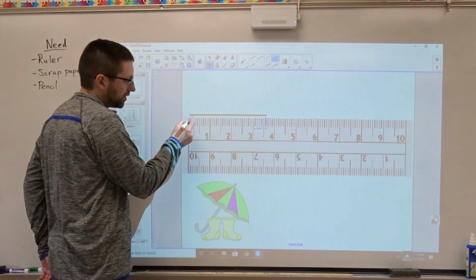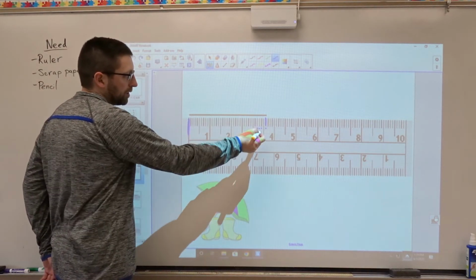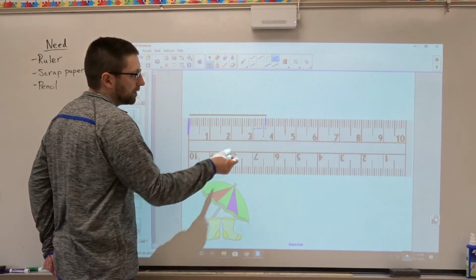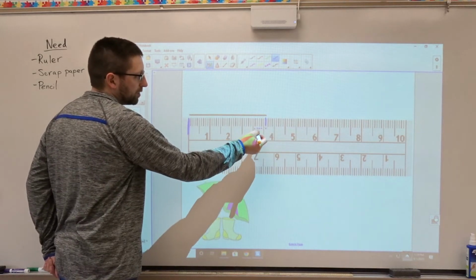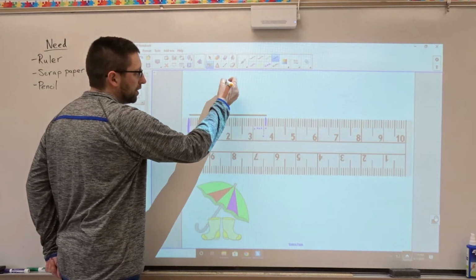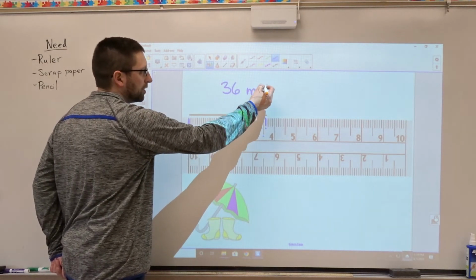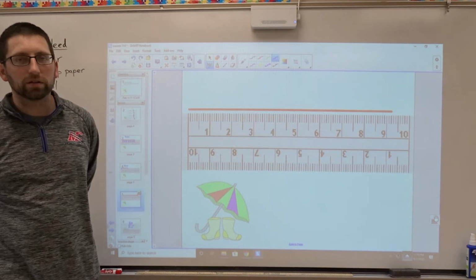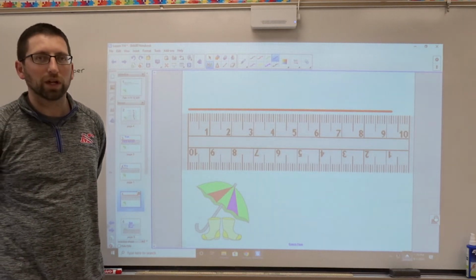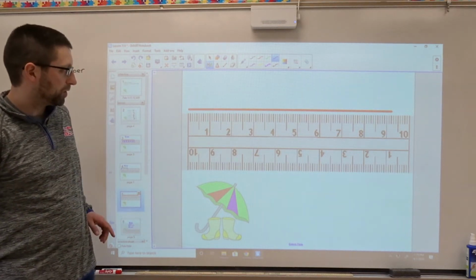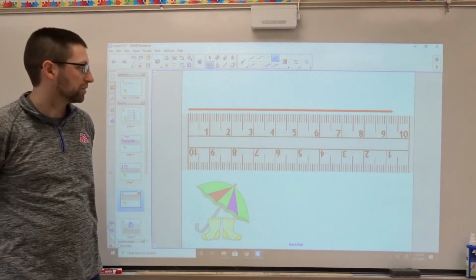So we would say that this line segment goes to right there. Remember, we always want to start it at the 0 here. And it goes to here, this line right here. It's between the 3 and the 4. And I said that would be 36 millimeters. After this, I'll have you draw some of your own line segments to certain measurements using millimeters.